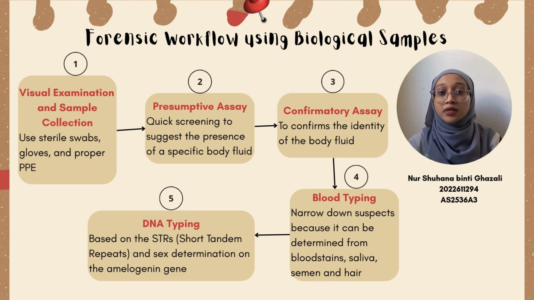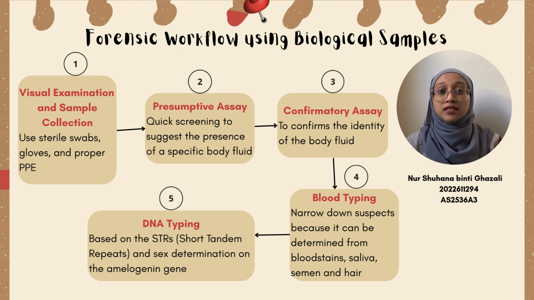The second step is doing the presumptive assay, which is a quick screening to suggest the presence of a specific body fluid. The third step is doing the confirmatory assay to confirm the identity of the body fluid. The fourth step is blood typing. Various blood typing including ABO blood grouping was used for person identification when DNA typing was not available.